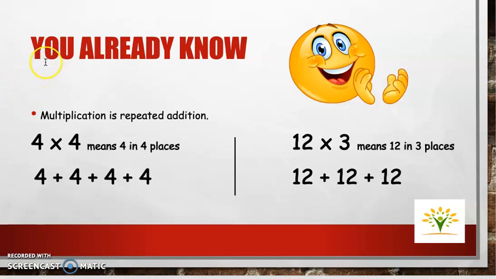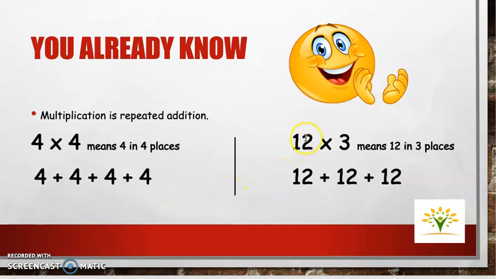Now, I know you already know this, but I'll just say it to refresh your memory. Multiplication is repeated addition. So here you have 4 times 4, which means 4 in 4 places. So you have 4 plus another 4 plus another 4 plus another 4. There are 1, 2, 3, 4 4s here. So 4 in 4 places will give you what? Do you know?